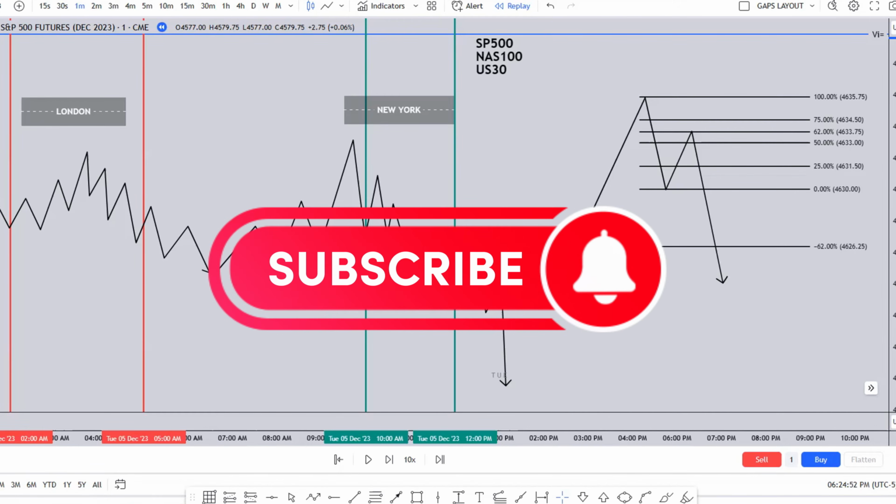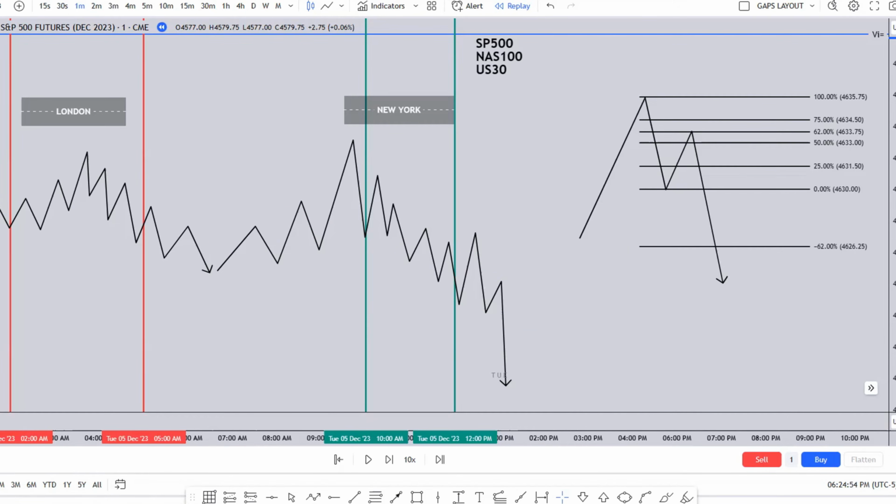OTE, or optimal trade entry strategy. This is going to be a scalping strategy. And this one is almost better than the silver bullet, or you can combine this with the silver bullet in confluence. Okay, so let's get into the video.